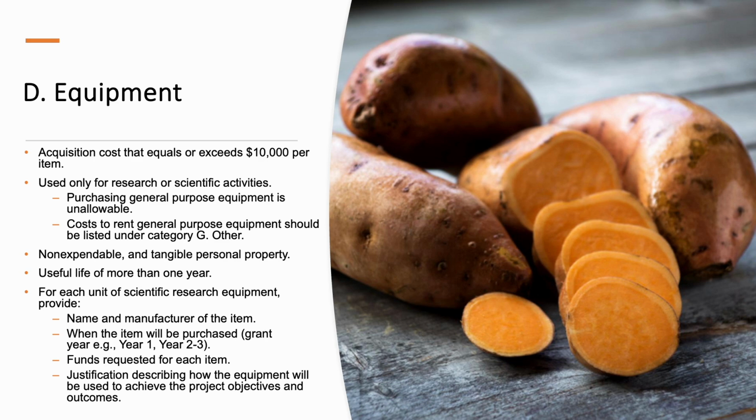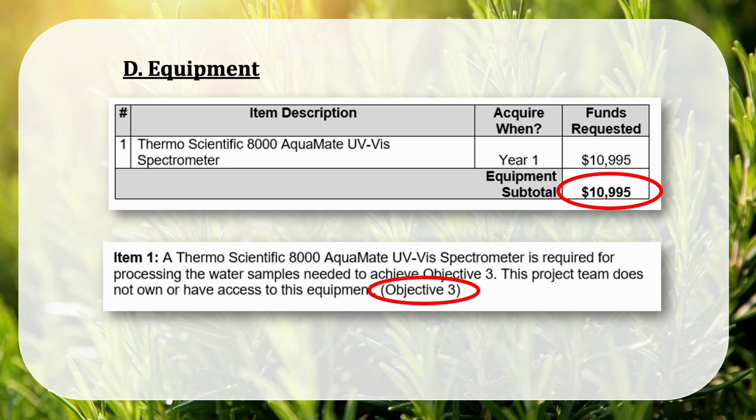Below the table, provide a justification for each piece of scientific research equipment. That includes an explanation for why the equipment is necessary for the project and how it will be used to achieve the project objectives and outcomes, along with the objective numbers from project objectives and work plan template. In this example, the project will require 1 piece of scientific research equipment. The name and manufacturer of the item are provided in the table as required for this budget category. The item costs are more than $10,000. Provided below is a justification describing why the equipment is needed and how it is directly linked to the project's objectives.